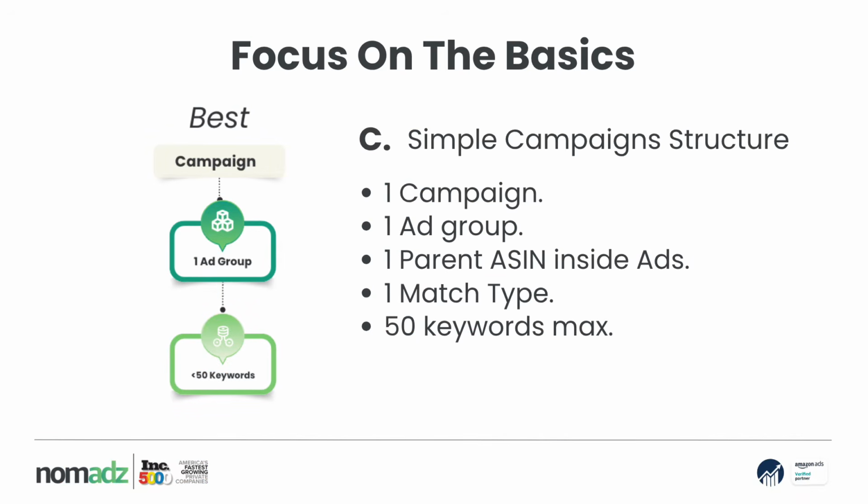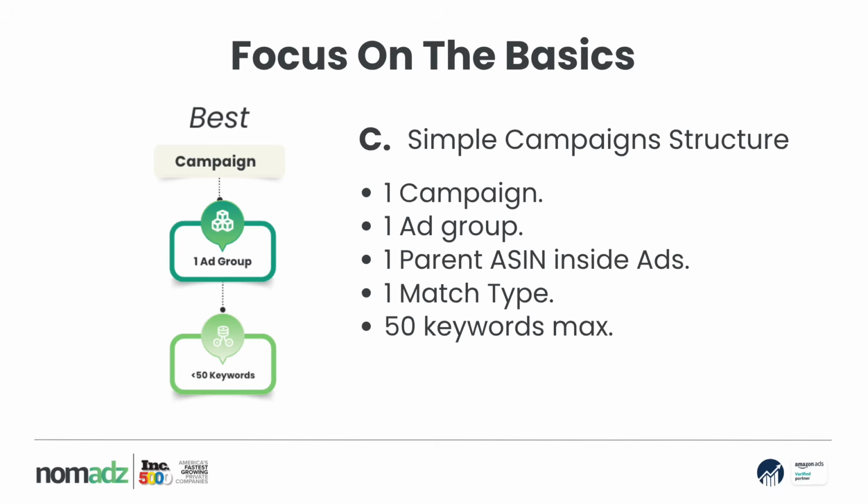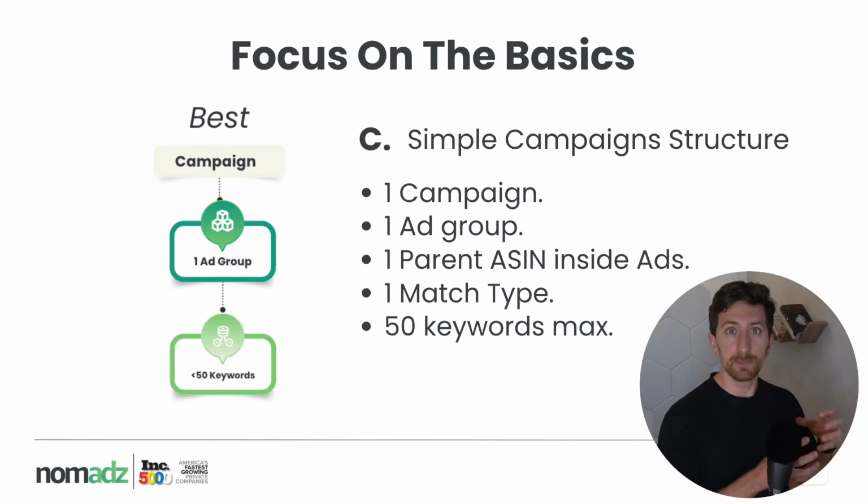Third, a simple campaign structure. This is still by far the best campaign structure we found for our Amazon PPC campaigns, which is one campaign, one ad group, one parenthesis inside the ads, one match type, 50 keywords max. We like to keep this campaign structure very simple, because we can quickly scale the campaign and the campaign budget. We can quickly manage the placements optimization. So we know that the budget is going only to one ad group.